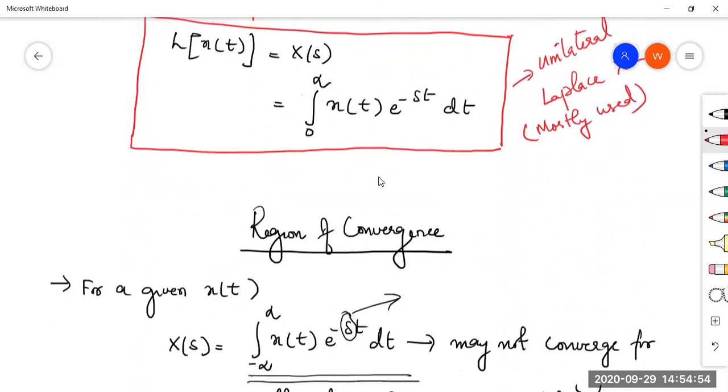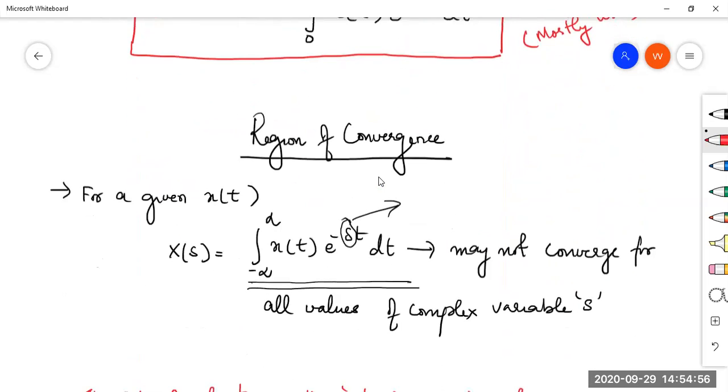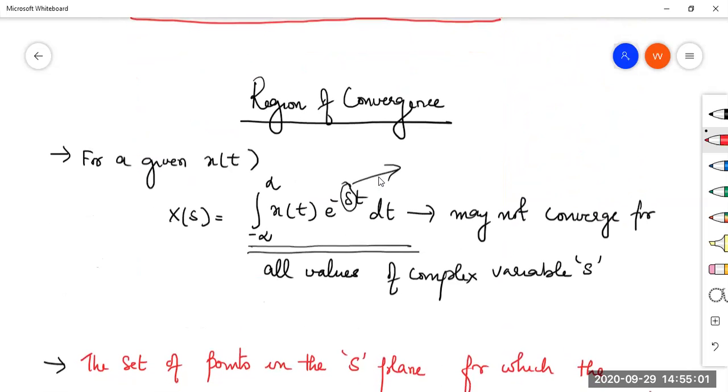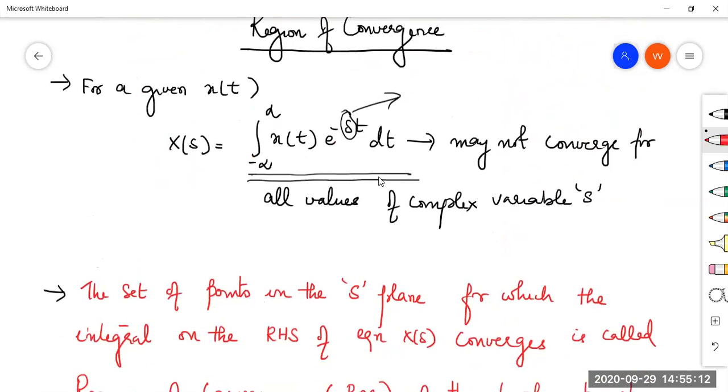Now, whenever you try to convert this time domain representation of a signal or anything into frequency domain or a Laplace transform representation, you have to always, along with this Laplace transform, you have to write the region of convergence of this particular transform. Now, what is meant by region of convergence?